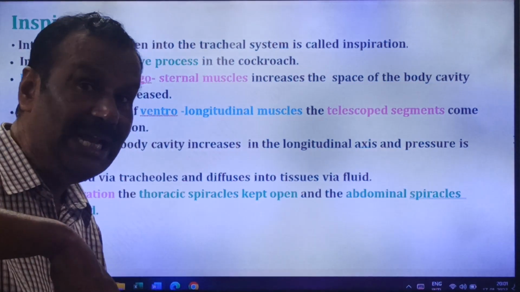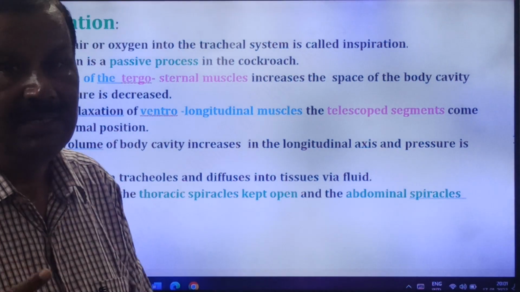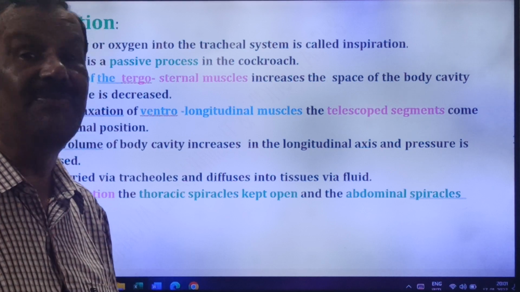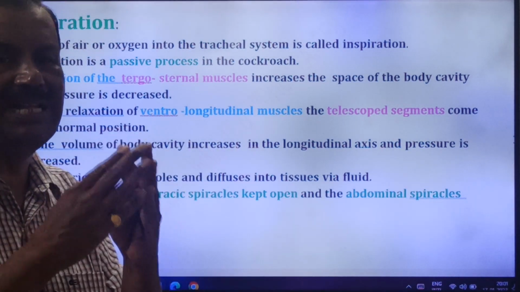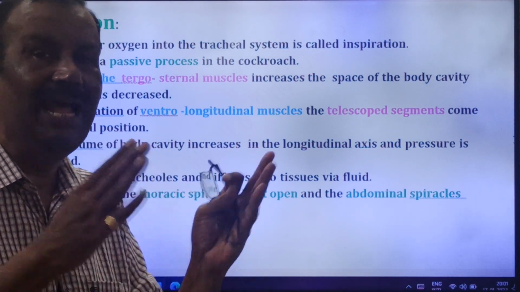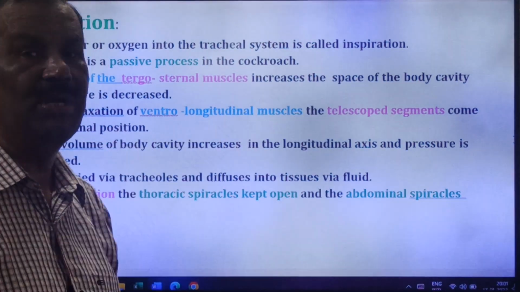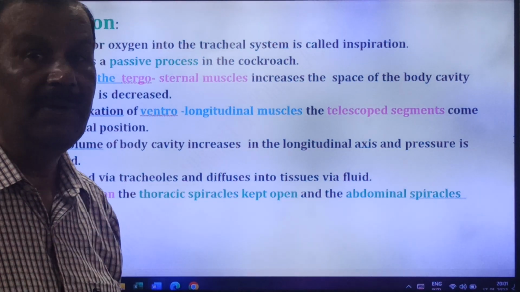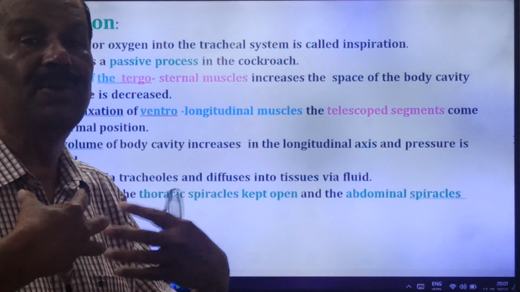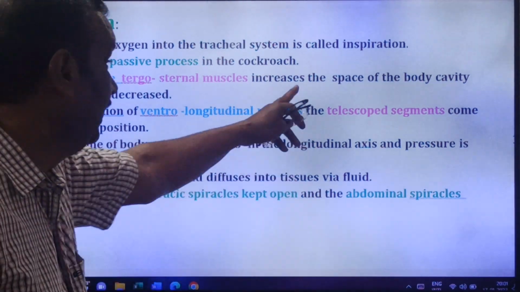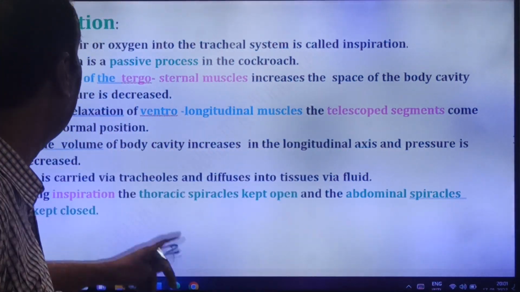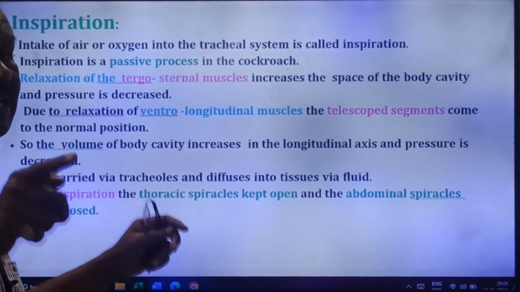When body cavity area increases, the pressure in the body cavity, what happens, friends? Decreases. Friends, when the pterygosternal muscles relax, the area of the cockroach's body cavity increases. When the space increases, the pressure inside decreases. Increase the space of the body cavity, decrease the pressure in the body cavity.